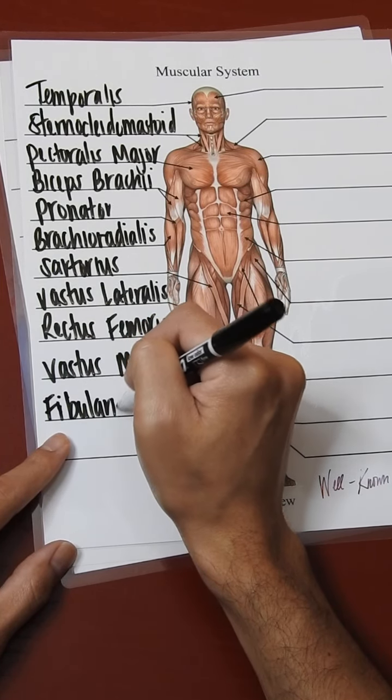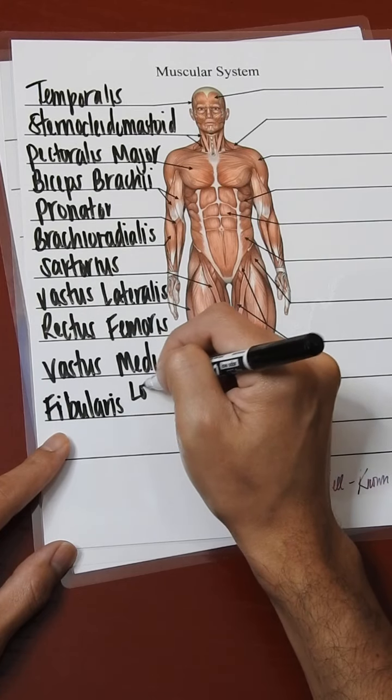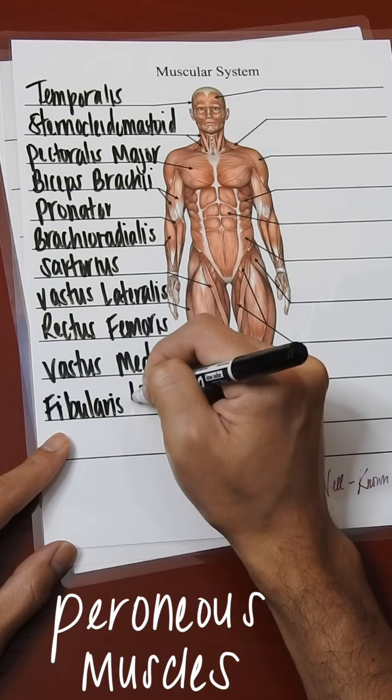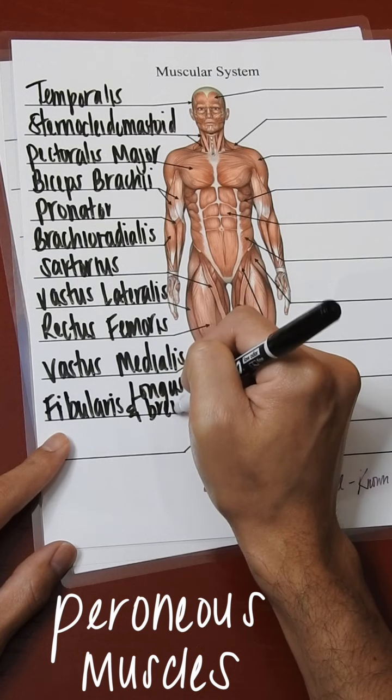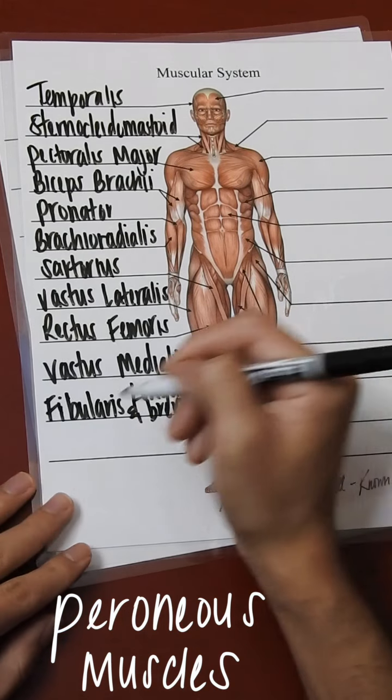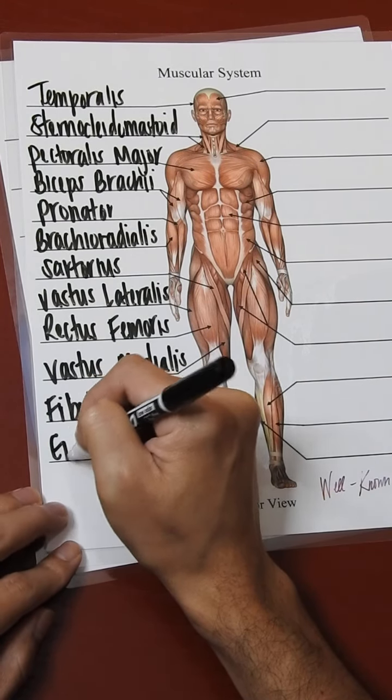Make sure that you understand that this muscle is also known as the peroneus longus and brevis. You could see those interchangeably on the MBLEx, so just make sure you understand that. The gastrocnemius.